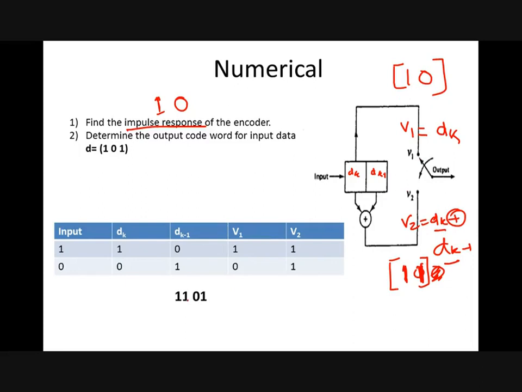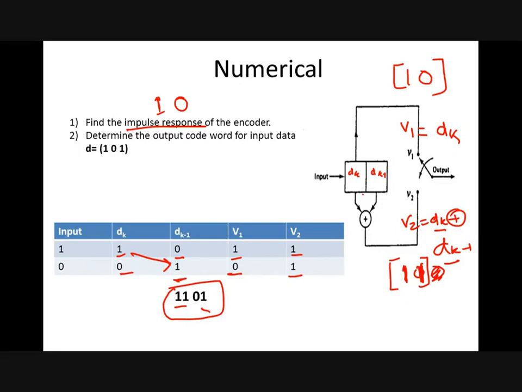So this was the output. If I multiply it, I will be getting it; just go through one line and see. If 1 enters, dk will be 1, dk minus 1 will be 0. Output will be 1, 1. 1 came from here, 1 plus 0 will be 1 here. Second bit 0 will come, 1 shifted here. So you will be getting 0, 1. That means V1 will be 0 because this is just dk. And V2 will be 1 plus 0, that is 1. So 1, 1, 0, 1. So this is your impulse response of the convolution encoder.